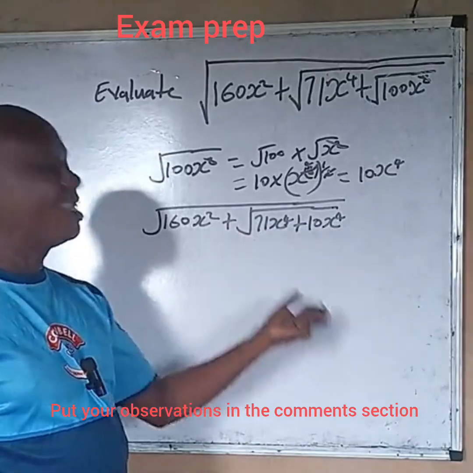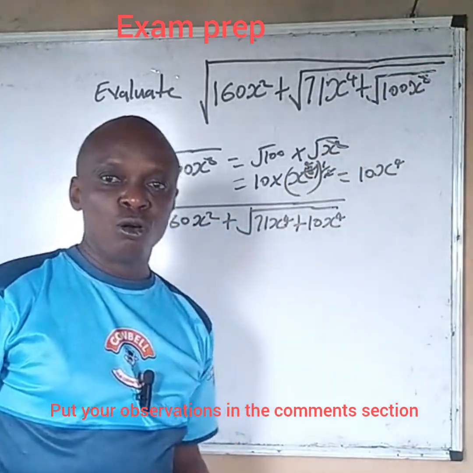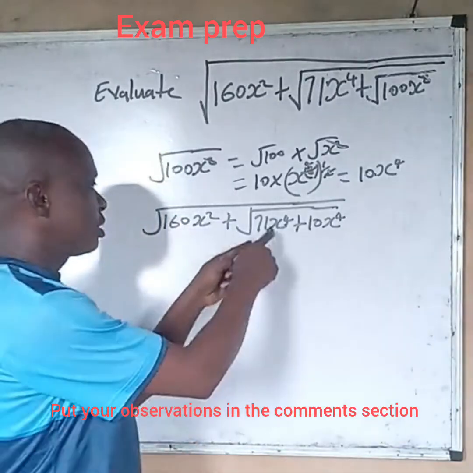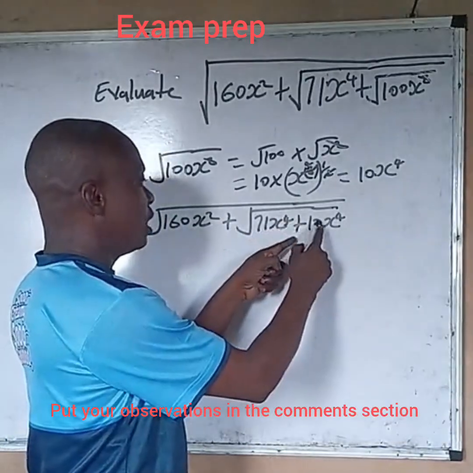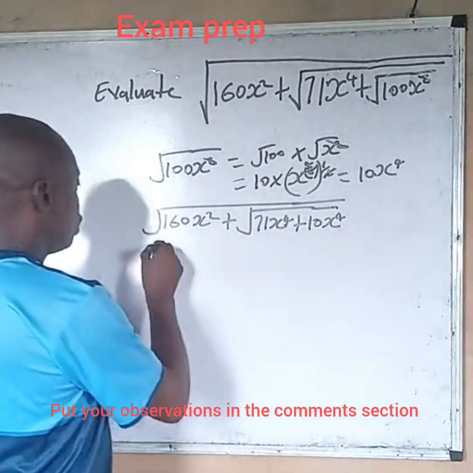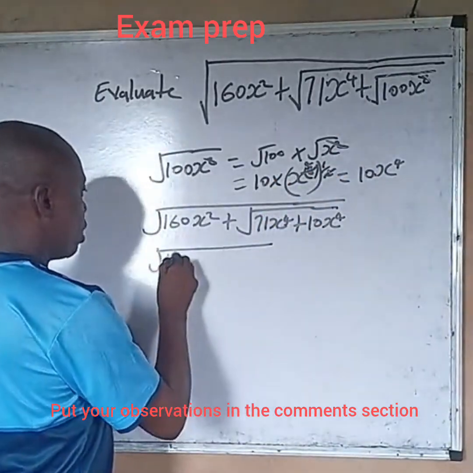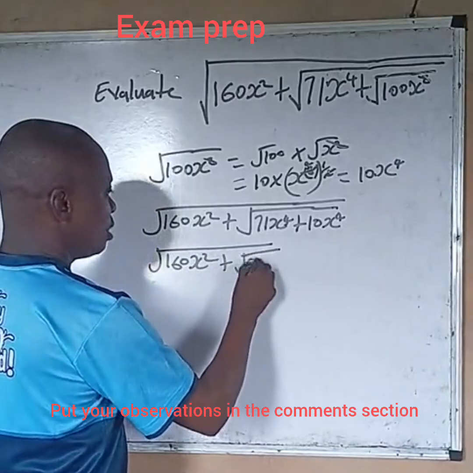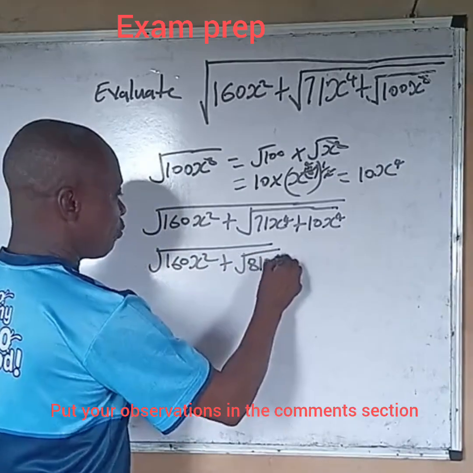Just like saying 71 mango plus 10 mango, I hope that will be 81 mango. That is what it means. 71x raised to the power 4 plus 10x raised to the power 4 is 81x raised to the power 4. So this will now give us 160x squared plus root 81x raised to the power 4.